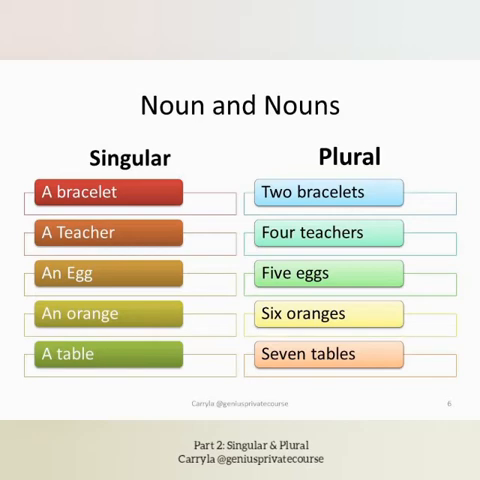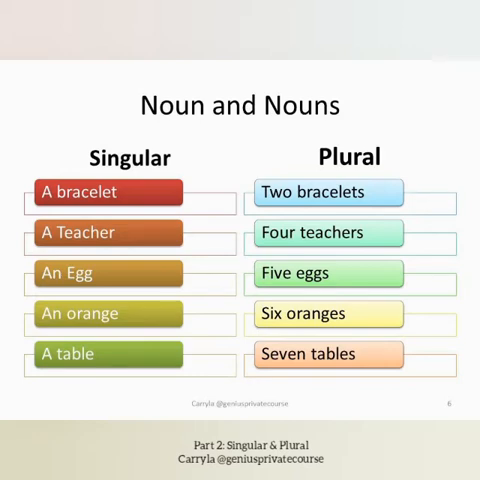So here, let's take a look. There is a noun singular and there is noun plural. For example, a bracelet, and when it is plural, it will be 2 bracelets. A teacher, 4 teachers. An egg, 5 eggs. An orange, 6 oranges. A table, 7 tables.